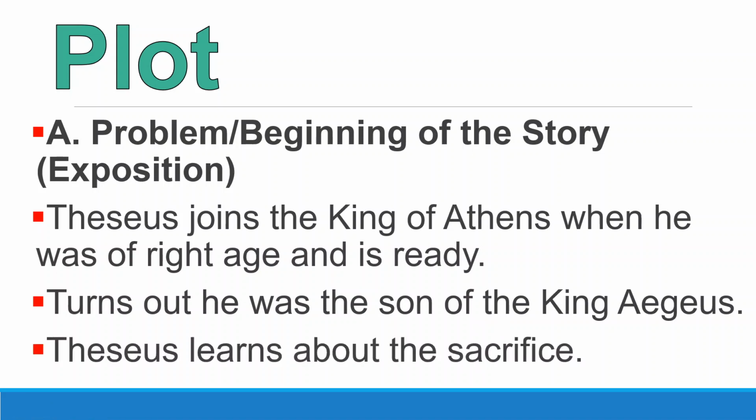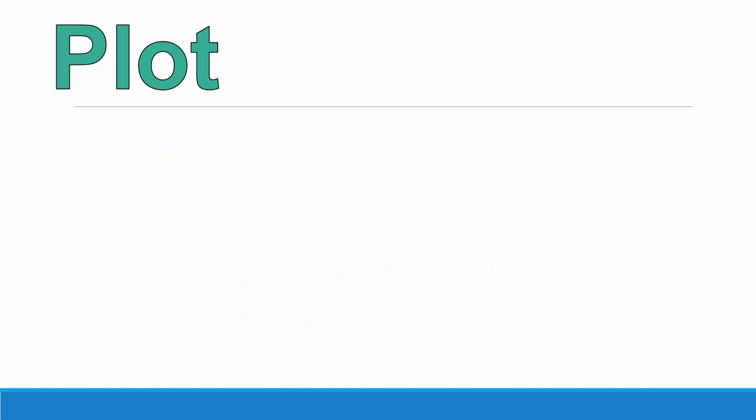But the problem is that Theseus learns about the sacrifice. Every year, they are sacrificing 7 Athenian men and 7 Athenian women to the Minotaur, okay? Because this is the revenge of King Minos, because his son was killed by a bull in Athens. So he's getting his revenge by this sacrifice every year. And King Aegeus cannot do anything about it, okay?